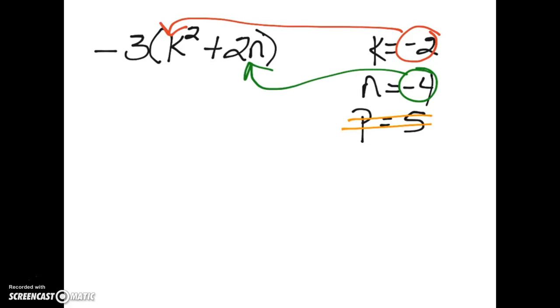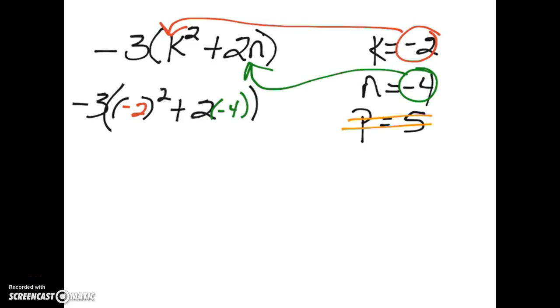Okay, so let's fill in what we know. So we have -3 times (-2 squared plus 2 times -4), because n is -4.